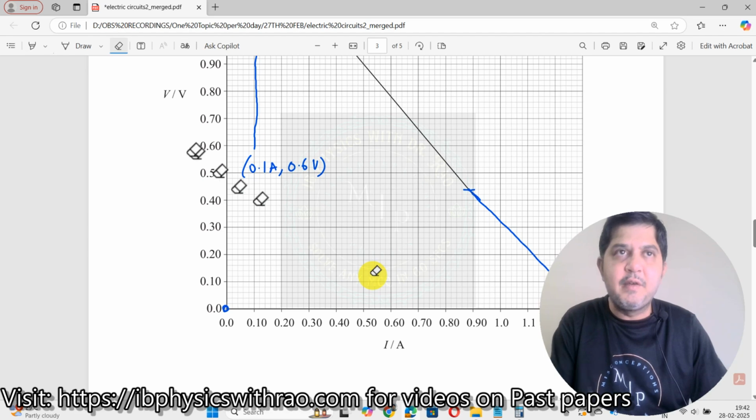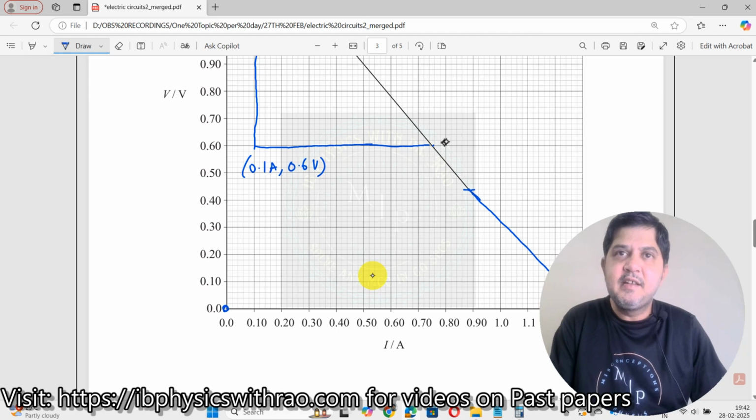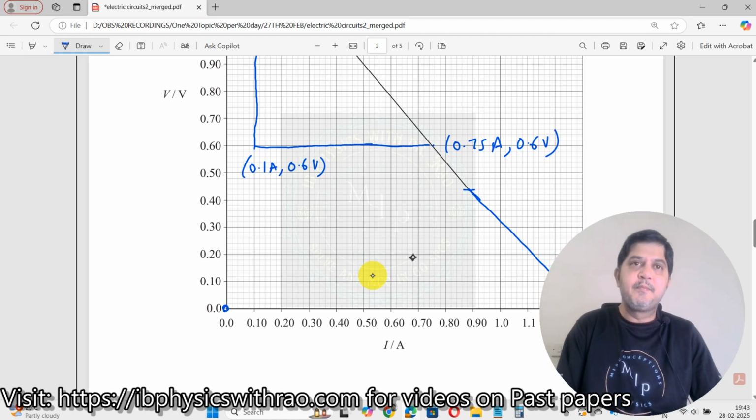It's touching midway over here. So therefore, I can say take this as 0.75 amperes and voltage is going to be 0.6 volts over here. Now what should I do?